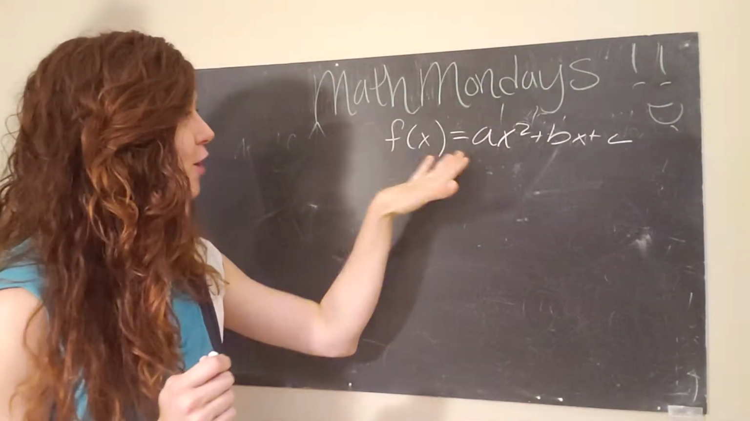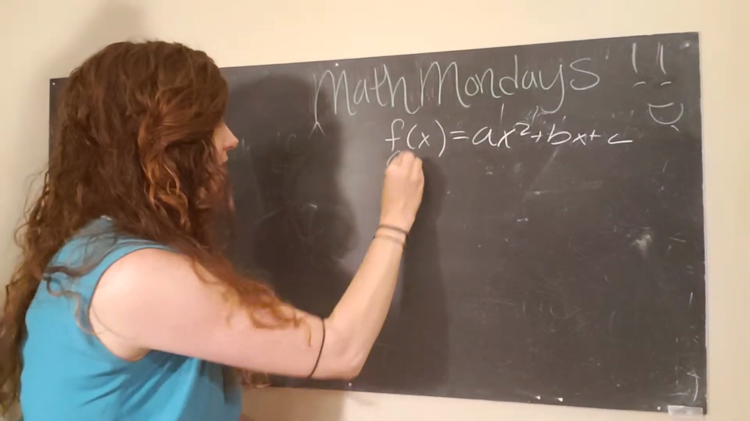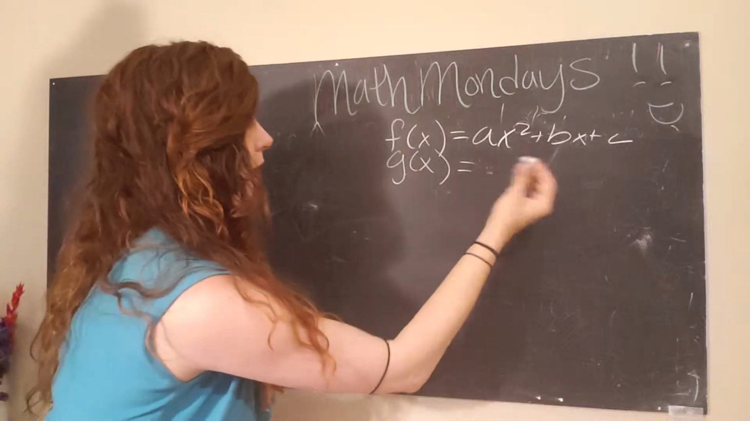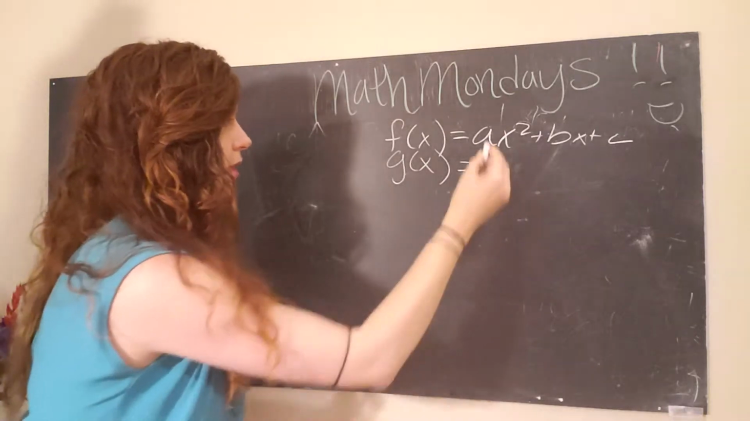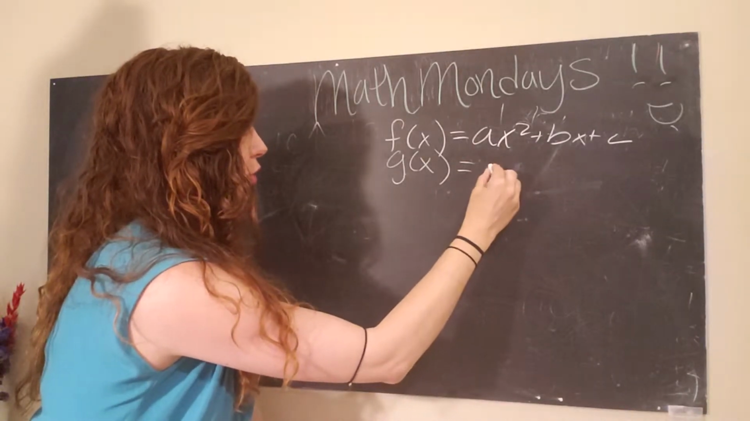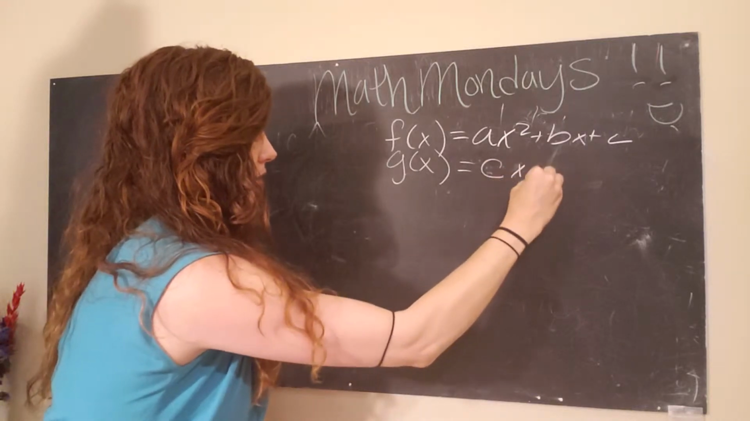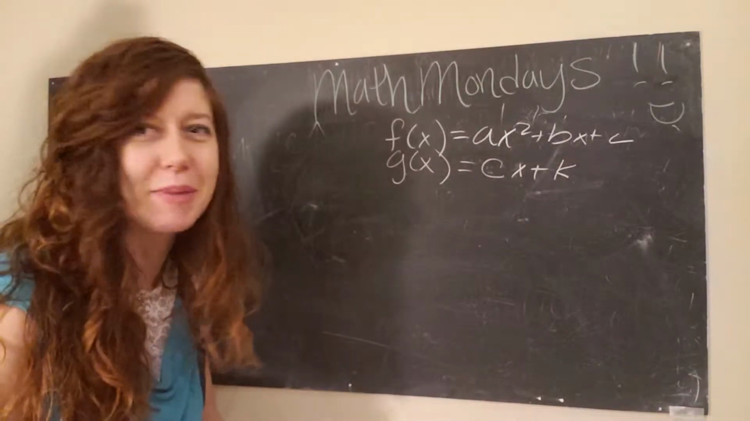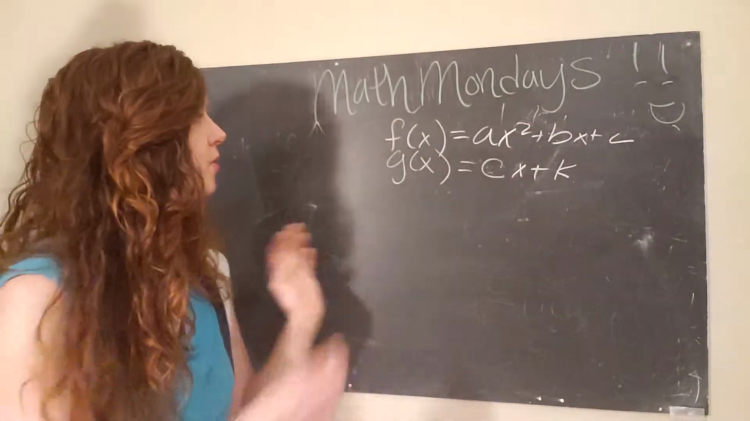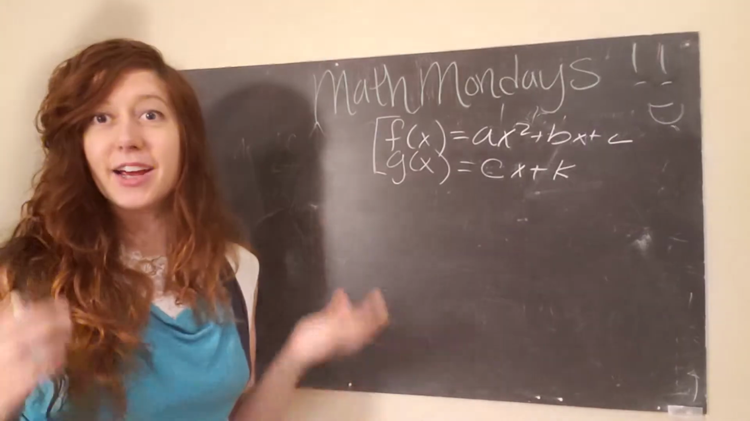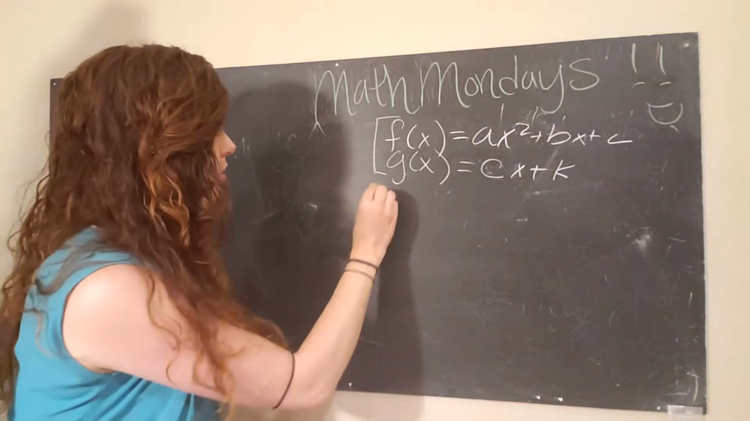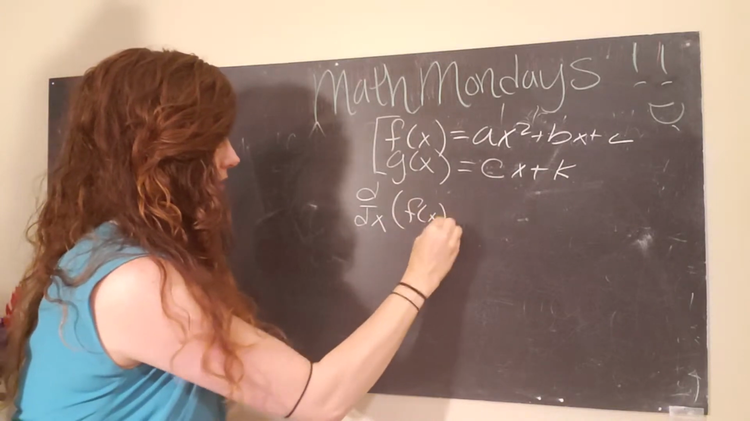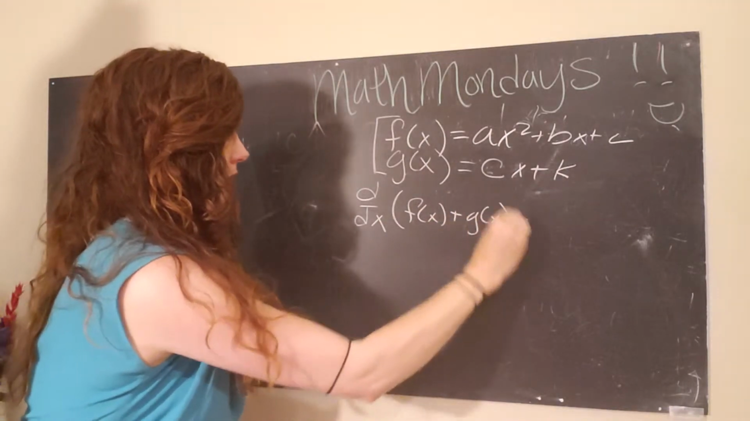Okay, so we have our first function of x, and then let's say we have another function of x that looks like, we can keep this simple, cx plus k. These are general functions. But we have two of them, and let's say now we want to take the derivative with respect to x of f of x plus g of x.